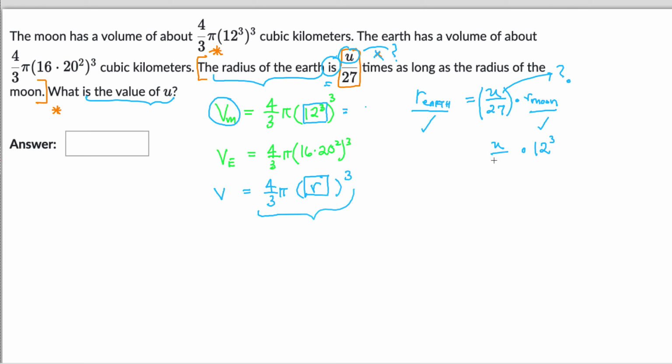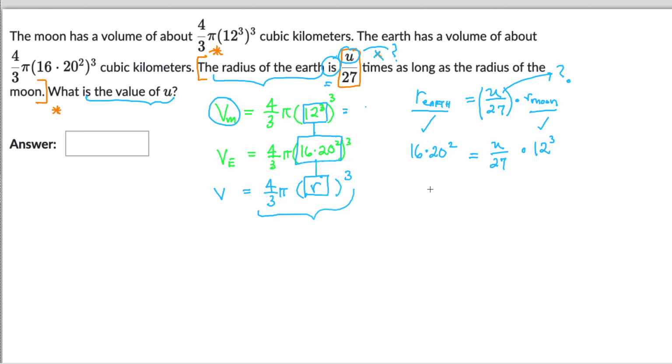U over 27 equals, and then the radius of the Earth. This takes the role of r now, this expression on the inside, because it's being cubed. Look, going up, you should see that what takes the role of this r is this inner value, because this is the volume of a sphere, and they have the volume of the Earth written out in that formula, where r is right here. So the radius of the Earth is going to be 16 times 20 squared.